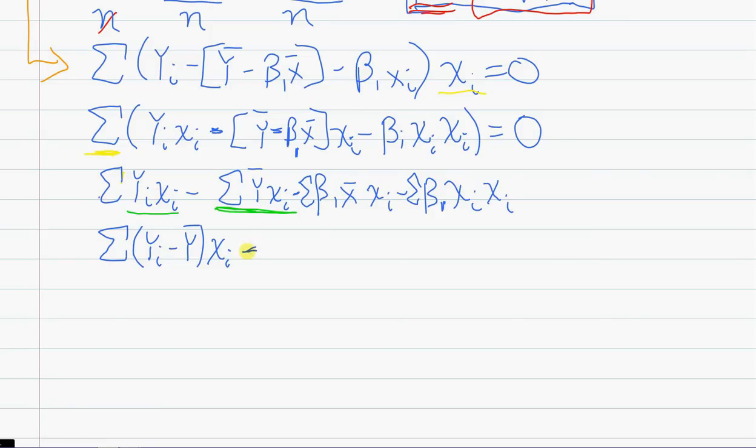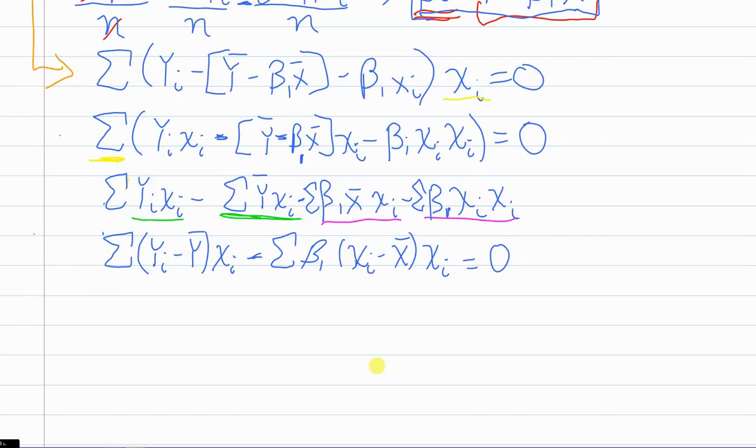Then the next term is I want to collect these two terms right here. Let me highlight those in pink, just to simplify things a little bit and make it look a little bit nicer, and it'll help us simplify the sum of the beta 1 times xi minus x bar times xi equals 0. Okay, so now we just have two terms, and now what we want to do is try to simplify those things a little bit.